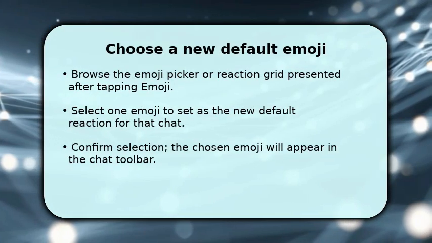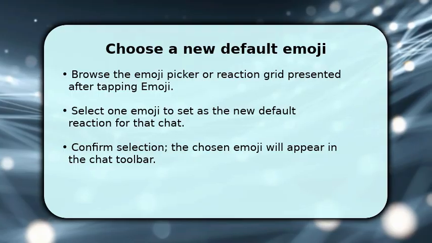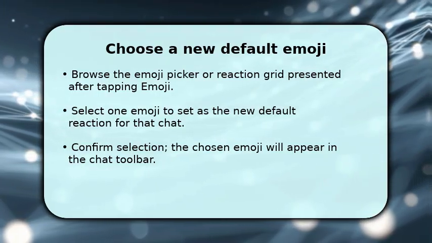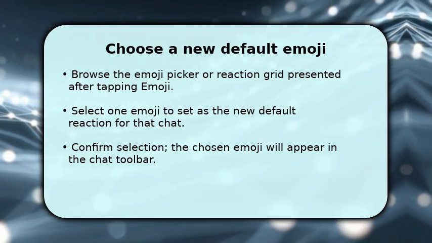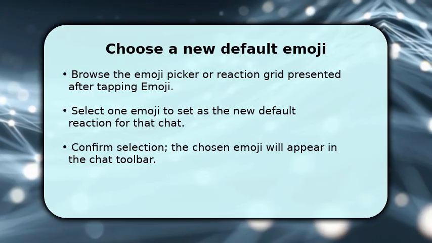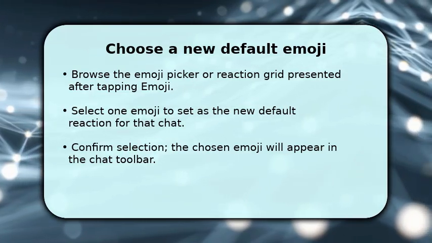With the picker open, scroll through categories or use the search field to find the exact symbol you want. Tap any emoji to preview it as the chat's default. Messenger shows a short confirmation or updates the toolbar immediately.